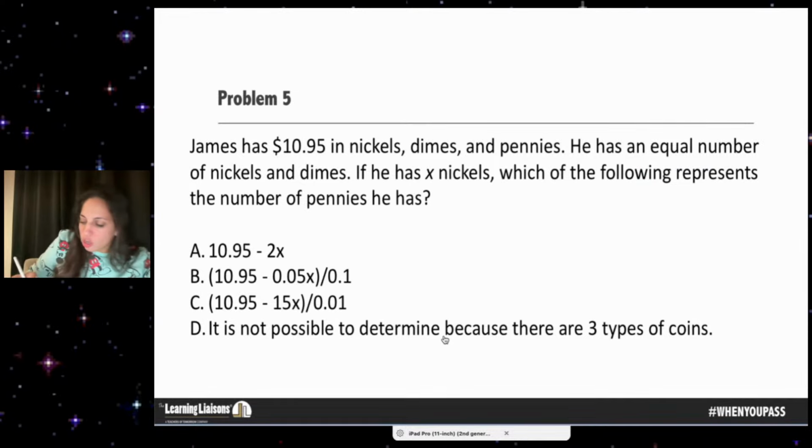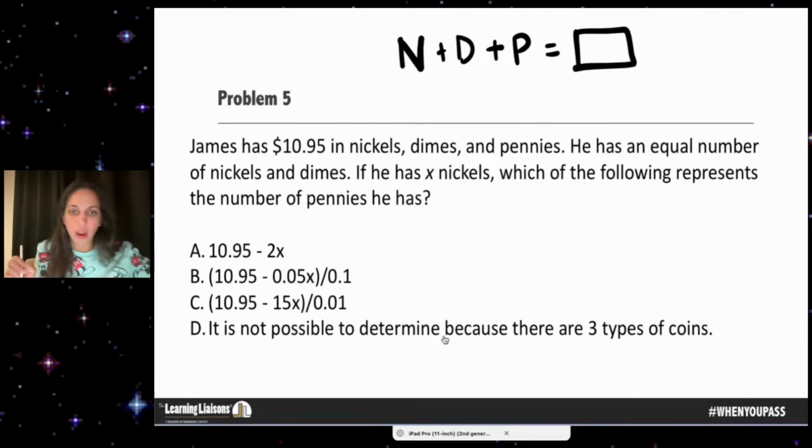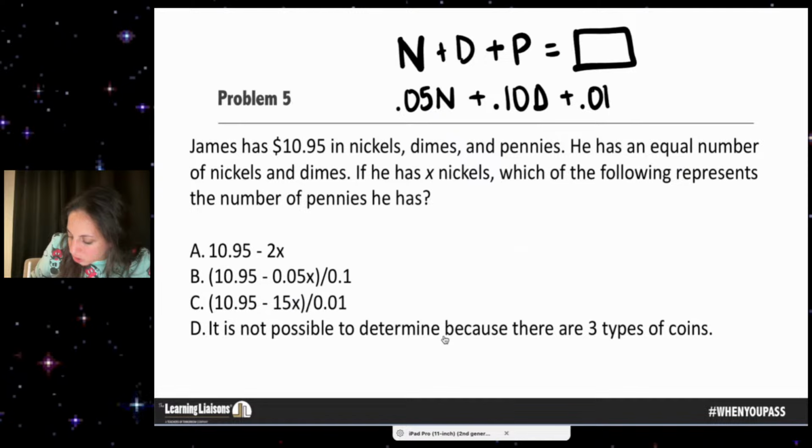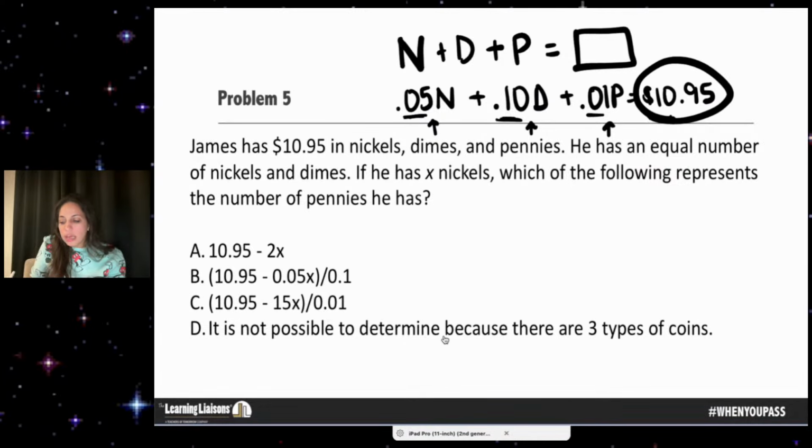So we know that nickels, watch how simple this is. Nickels plus dimes plus pennies equals a certain number, right? And we know that 0.05 nickels plus 0.10 dimes plus 0.01 pennies equals $10.95. And you're like, whoa, how did you get that? Because I know that nickels equal 5 cents a piece, dimes equal 10 cents a piece, and pennies equal 1 cent a piece. And so if I figure out how much money I have in nickels, in dimes, and in pennies, it's going to equal $10.95.